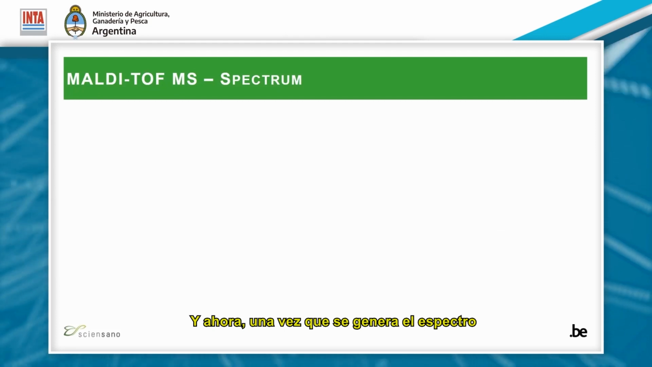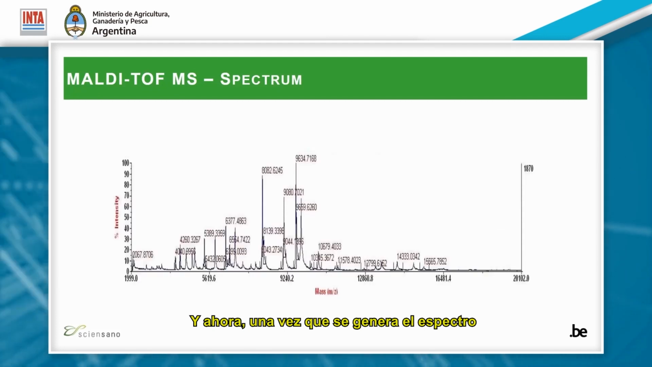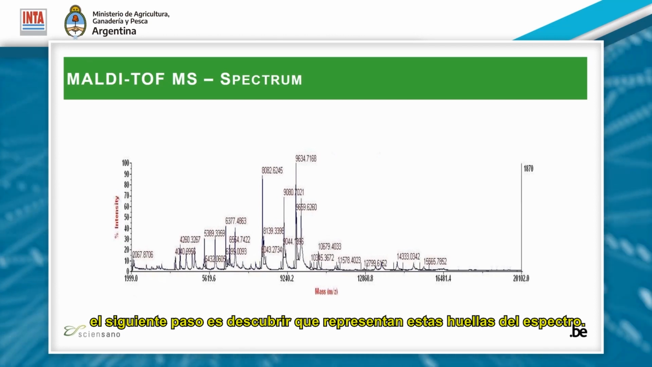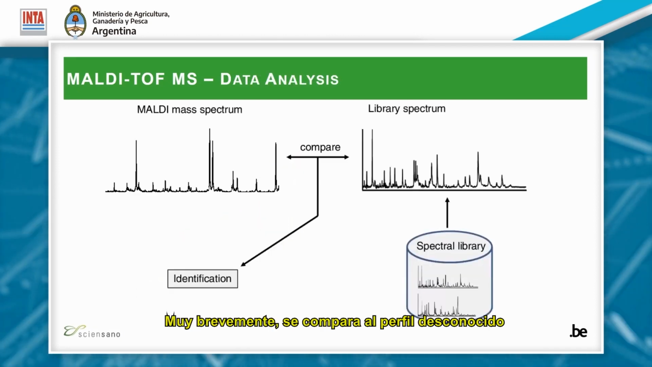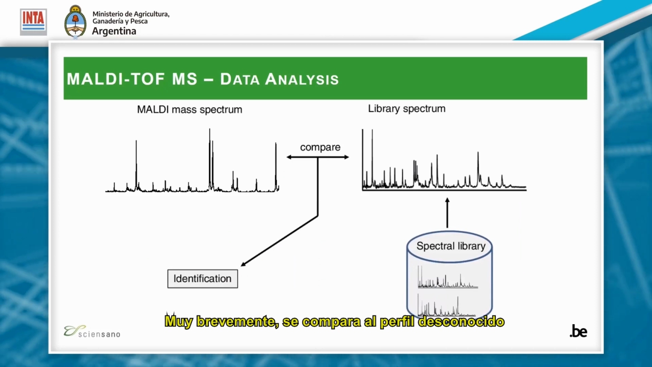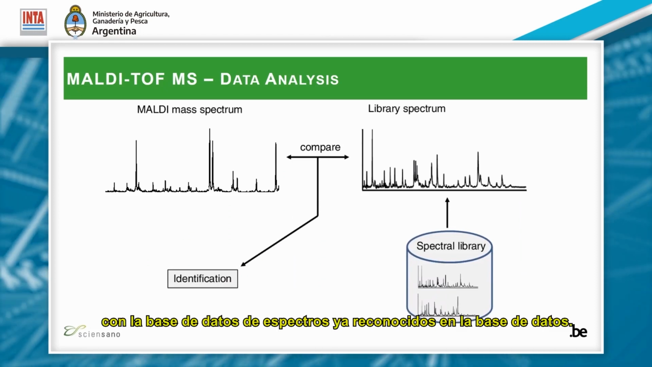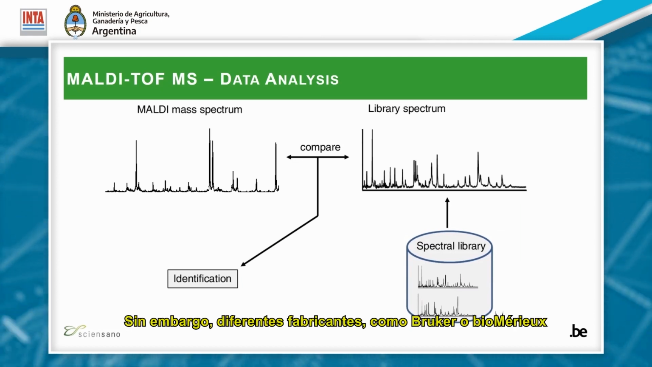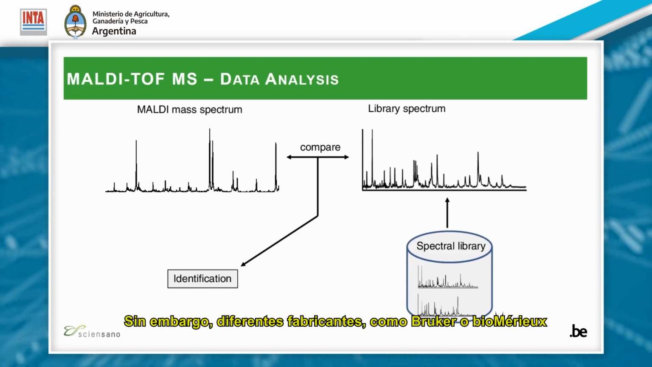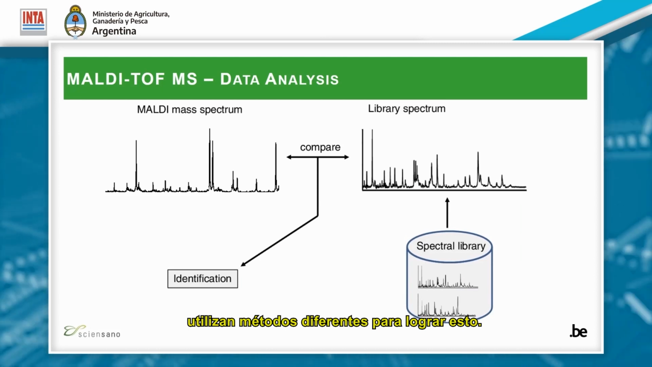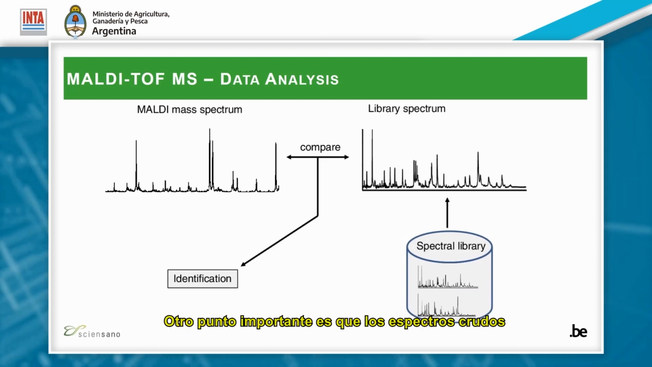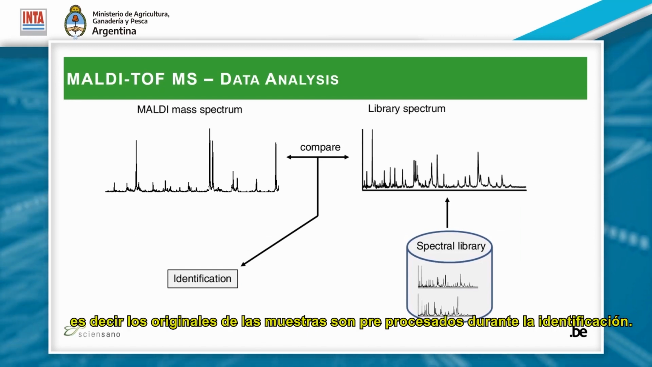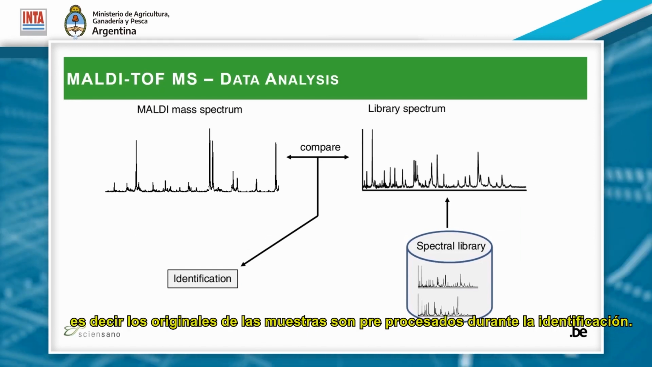Now, what is the result? A spectrum is generated. The next step is to find out what the spectral fingerprint is representing. Very briefly, the unknown profile is compared with a database of spectra of known origin. However, different manufacturers, think of Bruker and bioMérieux, apply different ways to do this. Also very important, the original spectra are pre-processed during the identification.